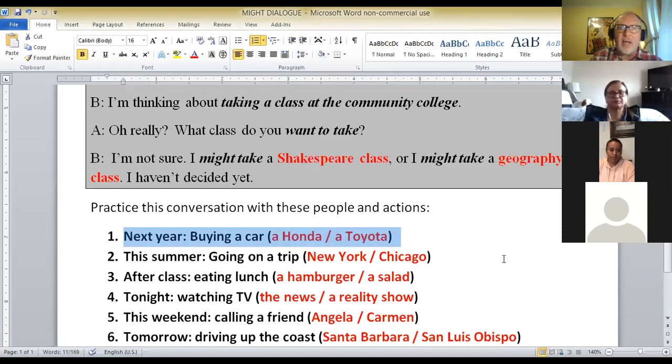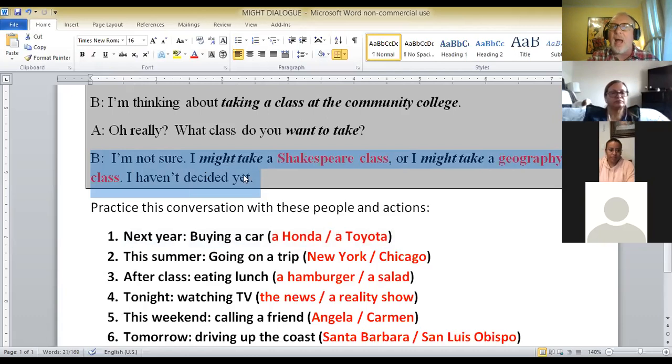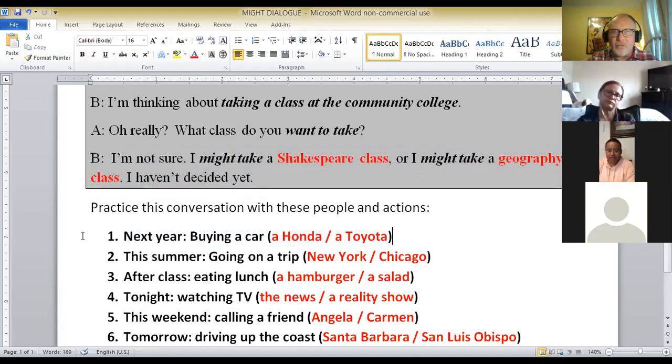Oh, really? What kind of car do you want to buy? I may Honda or Toyota. But remember, we want to use the verb, right? I might buy a Honda, or I might buy a Toyota. I haven't decided yet, right? We want to use this dialogue right up here. I'm not sure. I might buy a Honda, or I might buy a Toyota. I haven't decided yet. Okay, everybody got it?